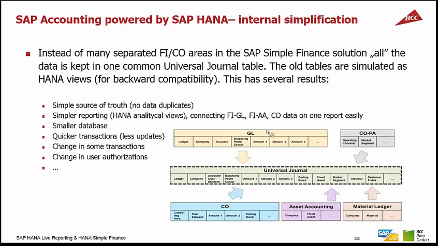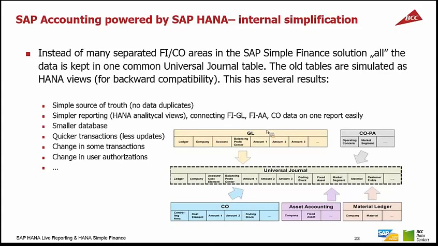The database also shrinks because the data is not redundant anymore, so the database can shrink from such a transition to Simple Accounting powered by SAP HANA. The transactions are quicker too. When you save the financial document, it has to save the data only in one table instead of the line item table, the summary table, the controlling tables, the material ledger tables, and the index tables. Instead of several updates, one update on the universal journal is needed.